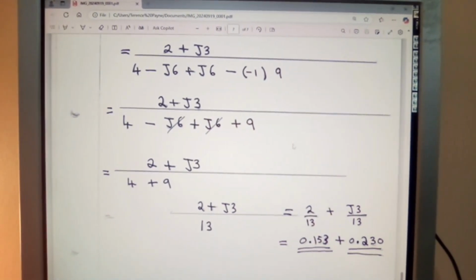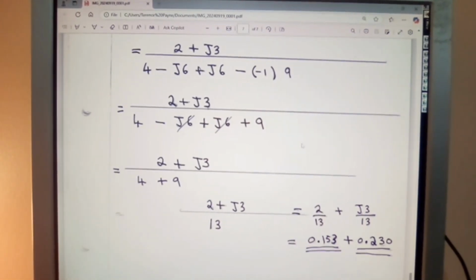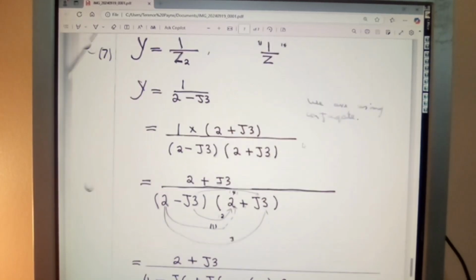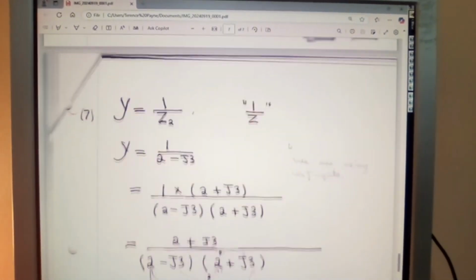Okay, excellent. Well, I hope you found this useful. Okay, I'm just going to go back up now, slowly up. Okay, make sure we got everything in view.